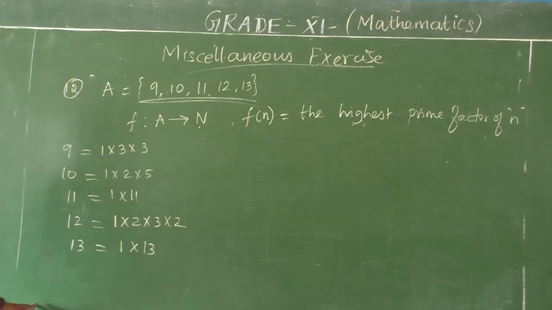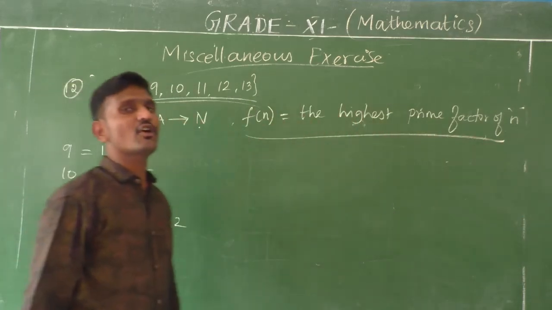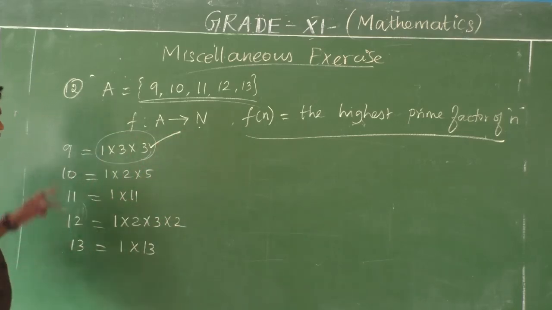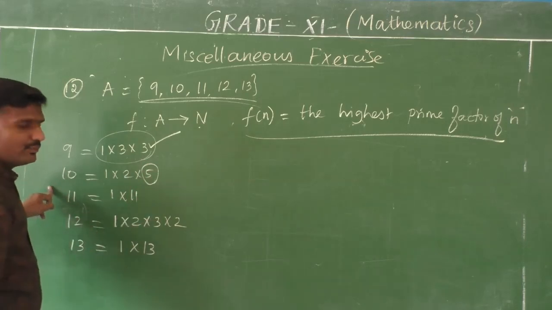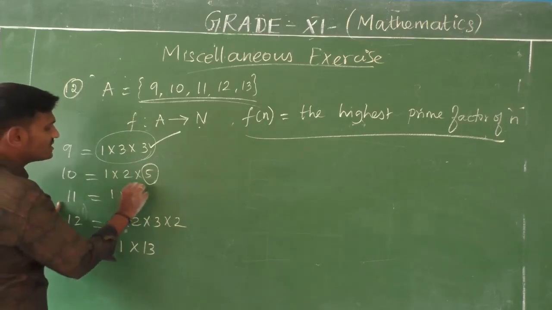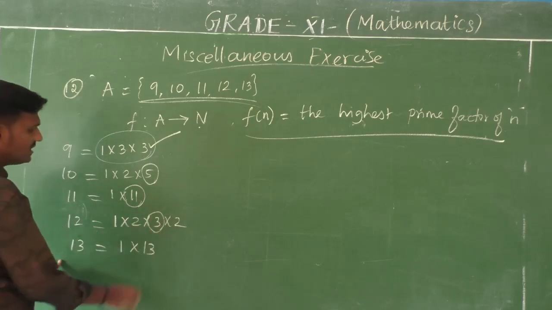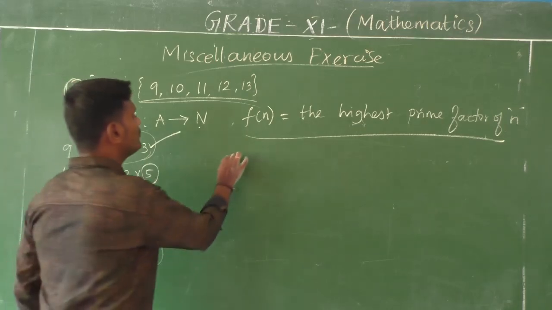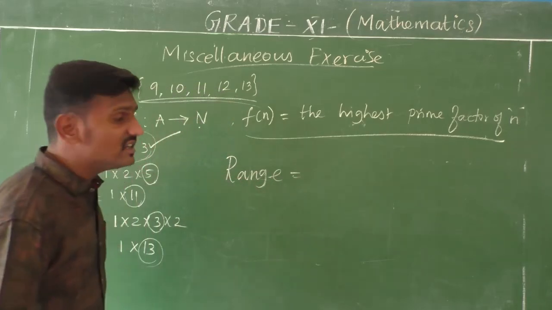So for the prime factors, we need to take f of n equal to the highest prime factor of n. What is the highest prime factor? 3 for 9. For 10, the highest prime factor is 5. For 11, the highest one is 11. For 12, the highest one is 3. For 13, the highest one is 13. So we have to collect all the highest prime factors of n.